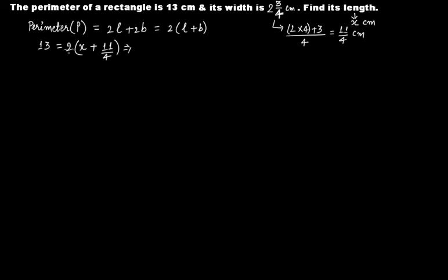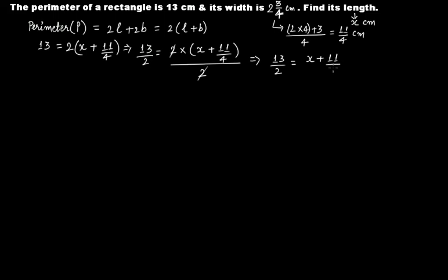And how can we do this? This is 2 multiplied by (x plus 11 by 4). So divide both the LHS and the RHS by 2. So on dividing both the sides by 2 it becomes 13 by 2 is equal to 2 multiplied by (x plus 11 by 4), and this also gets divided by 2, right? This 2 and this 2 when divided will become 1. So you get 13 by 2 is equal to x plus 11 by 4, right?